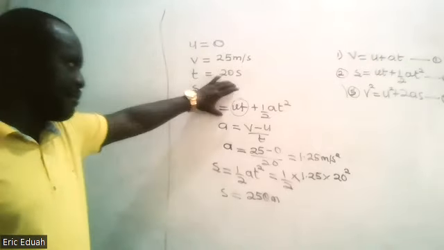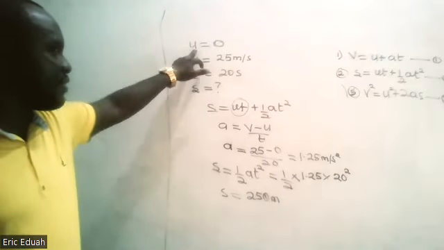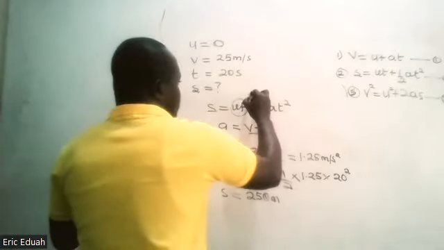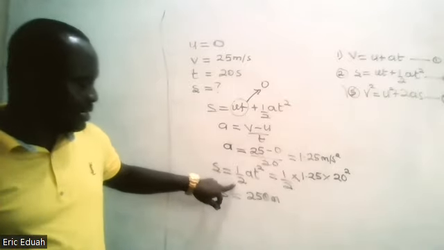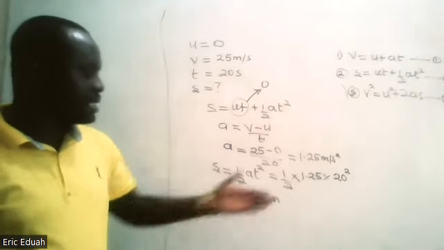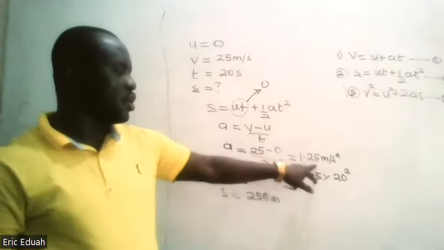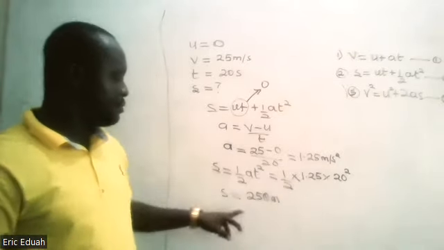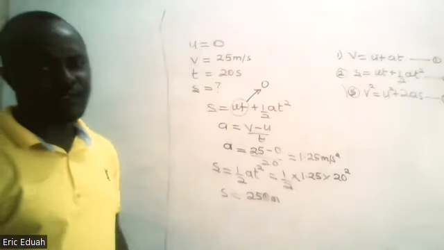Okay, now come back to use your chosen equation. But because the initial velocity is 0, this part of the equation goes to 0. So you end up having this: S is equal to half at squared. Okay, substitute your value. Half is a constant times your acceleration value times the square of the time. And then when you put them together, you have 250 meters.